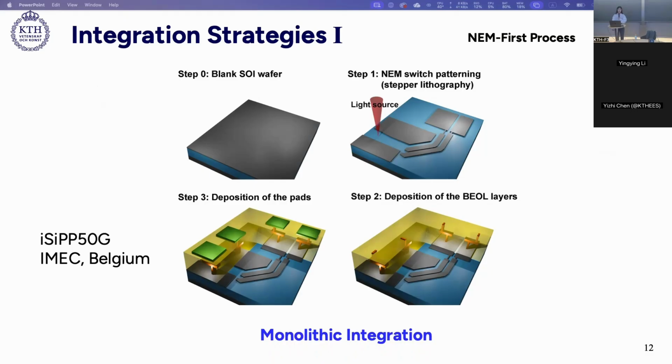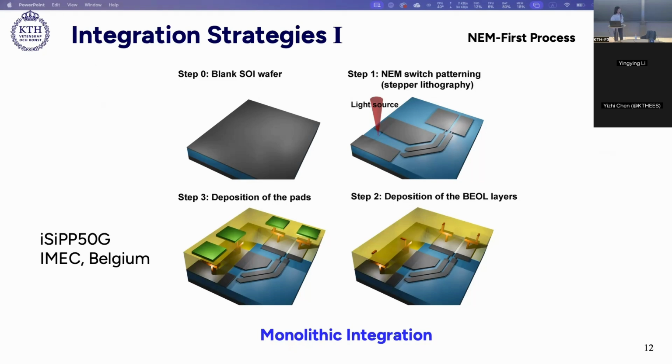And until the end of the foundry step, there is no additional modification to the standard foundry process flow. And this is very important because in this way, we can maintain the manufacturing uniformity and yield, and the reproducibility of the device, which are the main concerns of using NEM switches in real life.